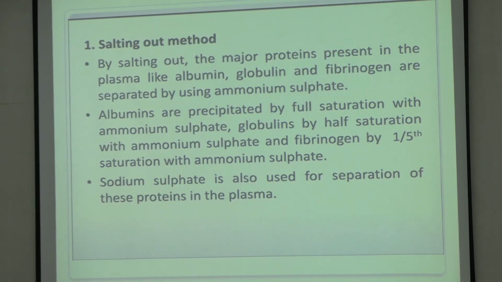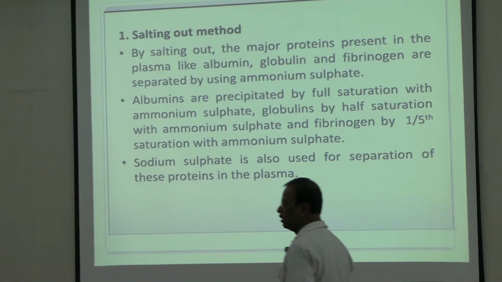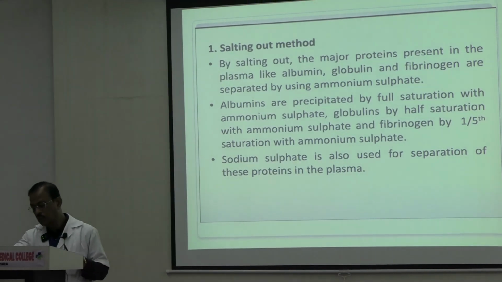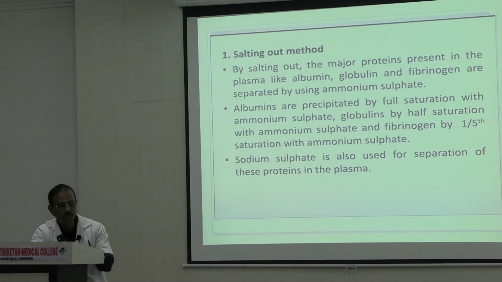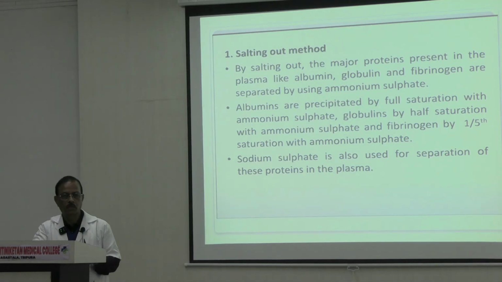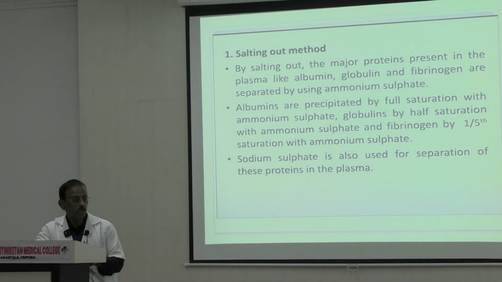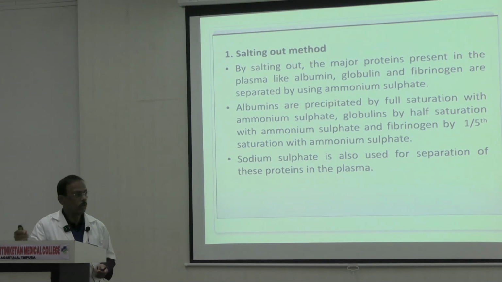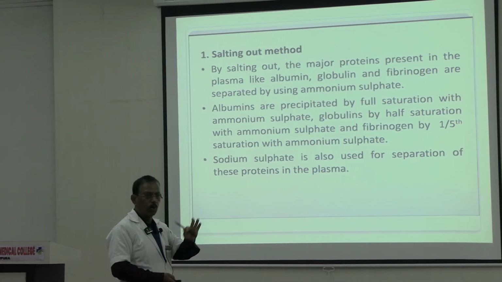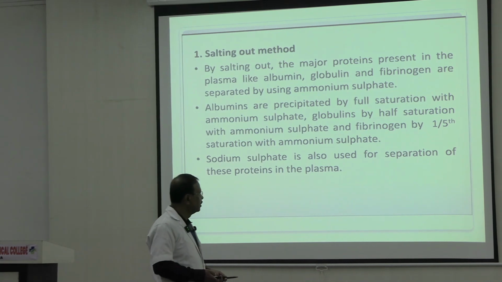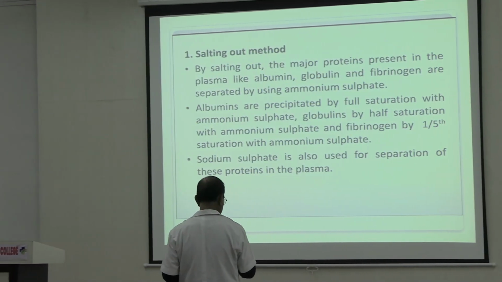Okay, so if you go on adding ammonium sulfate bit by bit, in one-fifth saturation of the solution, the fibrinogen will precipitate. In half saturation, globulin will precipitate, and in full saturation, albumin will precipitate. So after that, we can separate it out and do our required test. Sodium sulfate can also be used instead of ammonium sulfate.